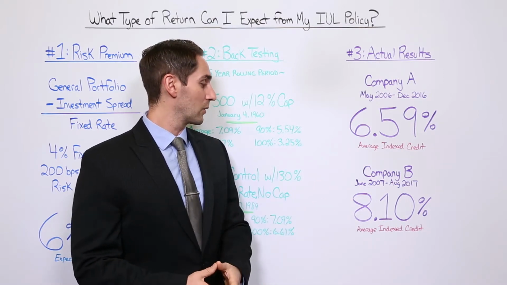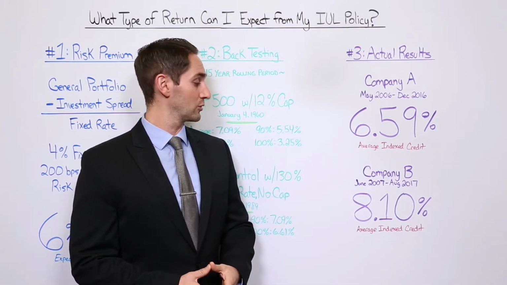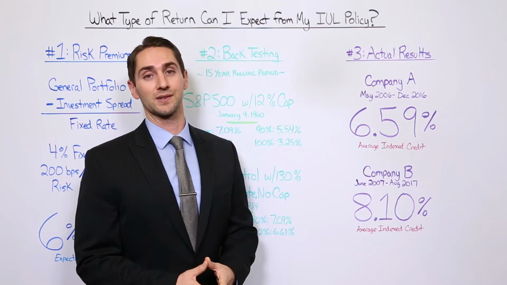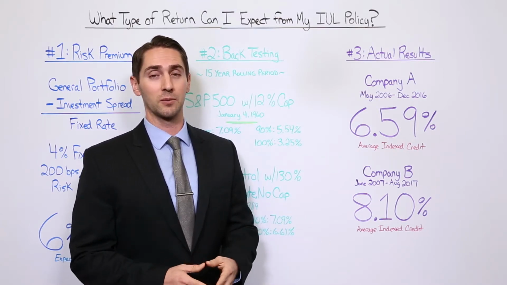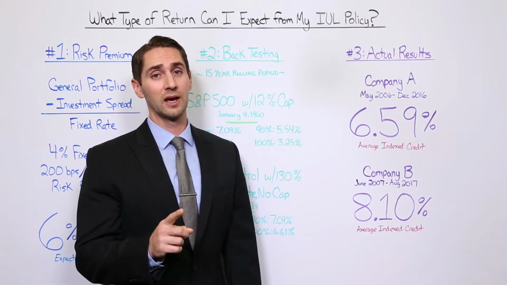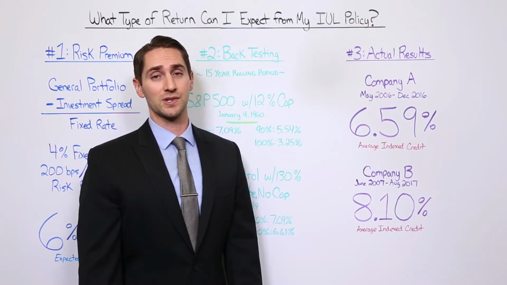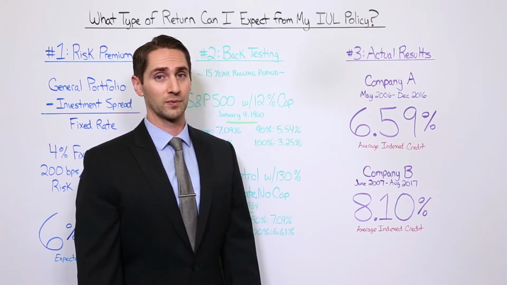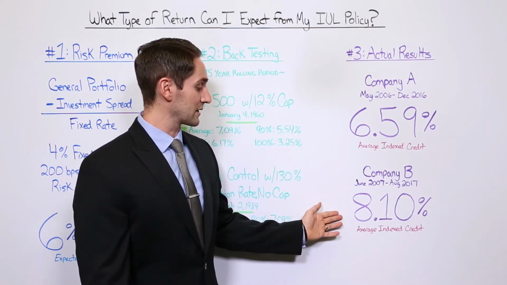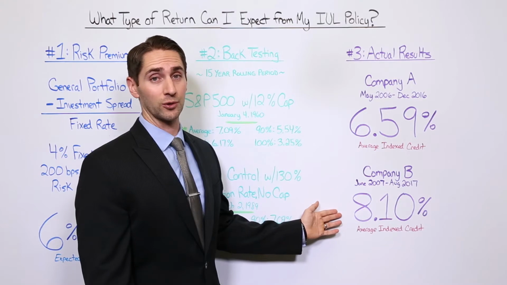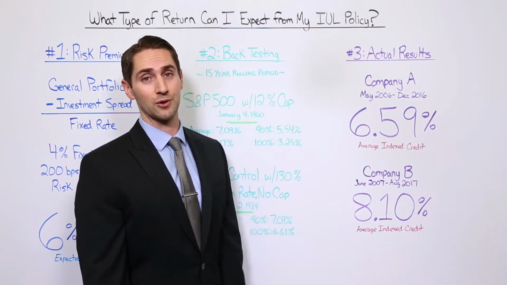Company B, we're going to look at a different time frame, from June 2007 through August 2017. We're not going to look at their entire book of business, but just one specific product and one specific index, which is the S&P 500 with a cap rate. Now, looking at this, again, a smaller pool, these actual policyholders received an 8.1% return.